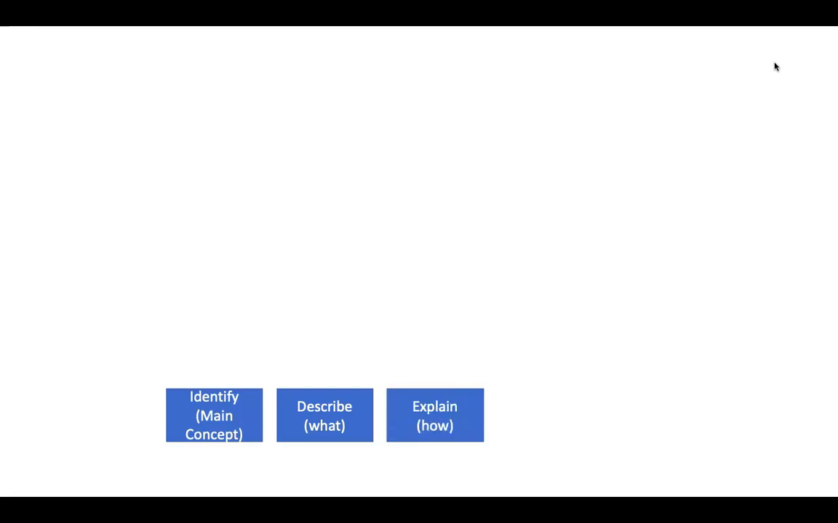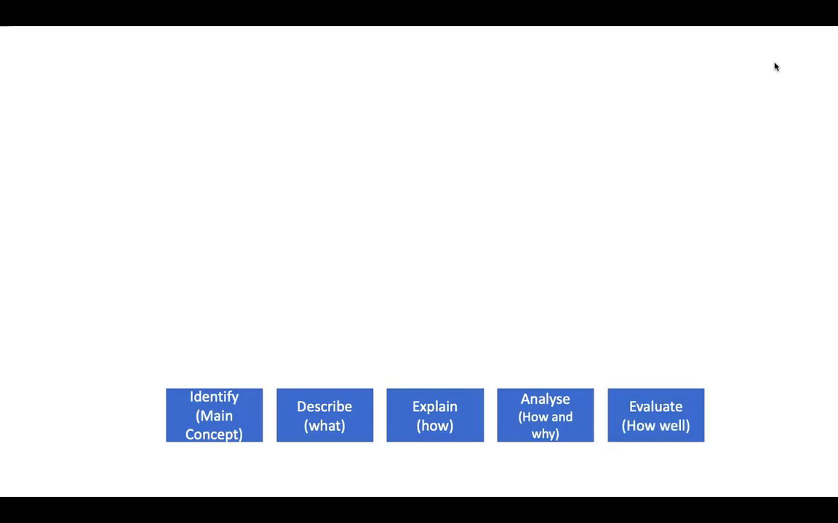So let's have a look at how these things work together. Now, identify is going to be the basis of all of the questions that you have in any of your end of year exams. Then we're going to have describe, which will be the next step. Explain, analyze, and evaluate. So this is going to be the basic building blocks of any question you're going to get asked in an exam in science or biology particularly.